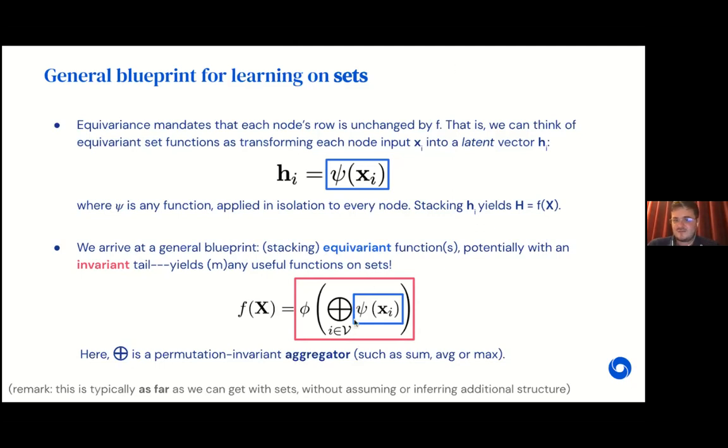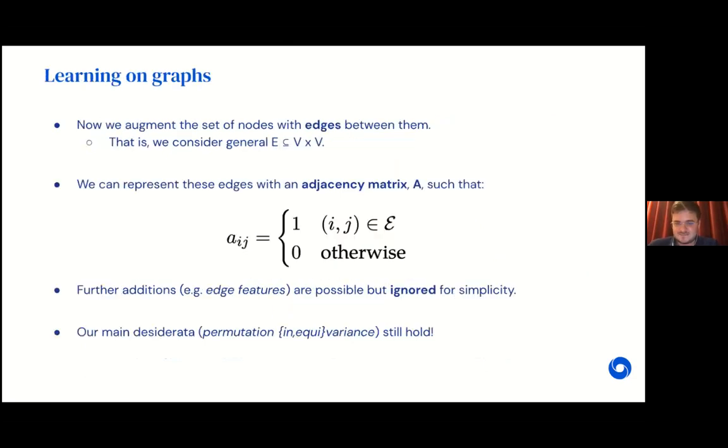So you have the equivariant part, which transforms every node in isolation. And in case you want outputs on the level of the whole set, you need to add a permutation invariant aggregator. This ⊕, whenever you see it, I'm referring to something like sum, average, or max, and an extra function on that aggregated output. Now, a very important remark here is that this is typically as far as we can get with sets. If you don't assume or infer any additional structure, this is as far as we can get for local permutation equivariant functions on sets.